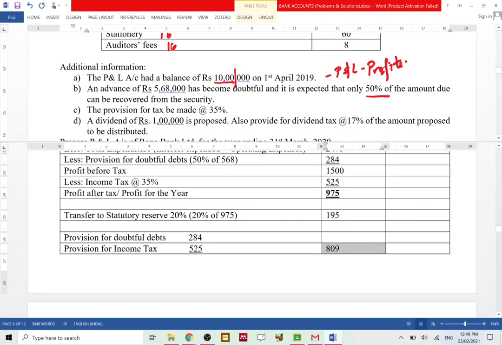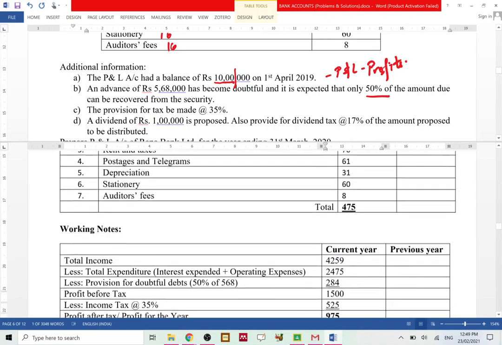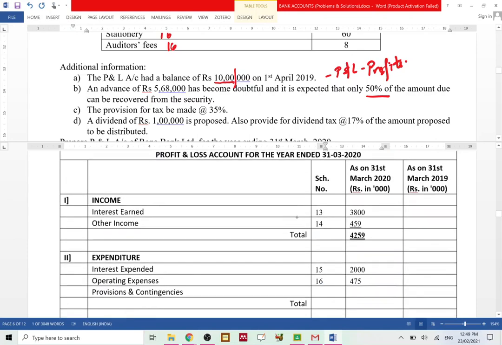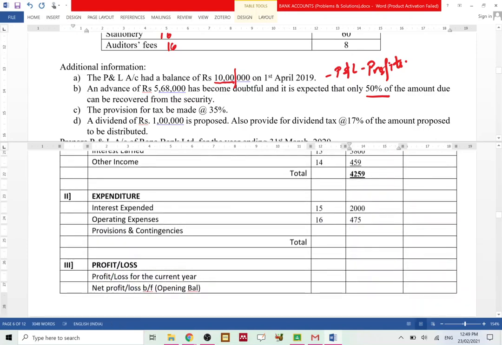So 809 is our total provisions and taxes that will go in our profit and loss account, right? So provisions and taxes, find where it is in the P&L and write the total as 809. So let's total up and see how much we get after adding up the provisions as well. 2000 plus 475 plus 809. This gives us 3284. So total income and total expense done.